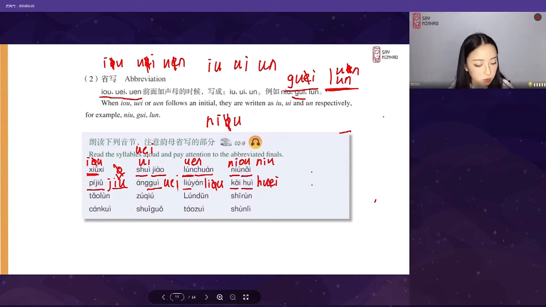Actually should be like this but it is omitted, removed. So this is the abbreviation for these three finals, okay? These three finals. Now, let's move on to our next part, to our text.